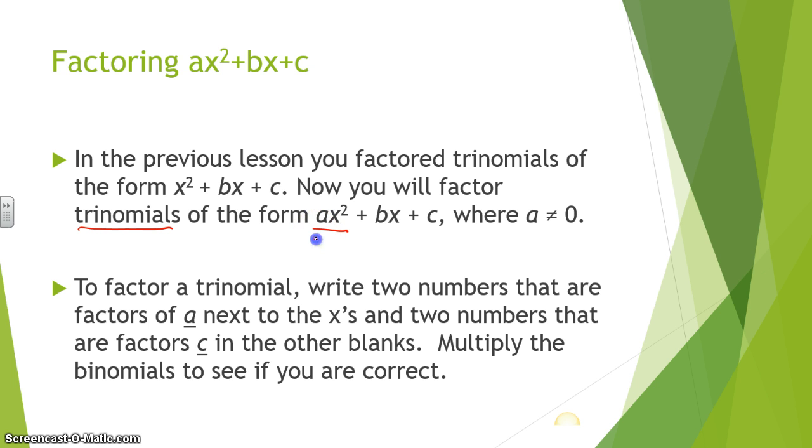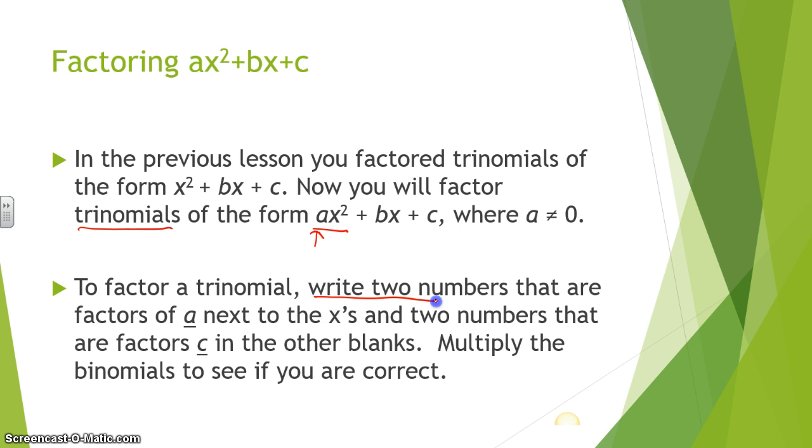So the only difference is you're putting a value in for a, whereas in the previous section you did not have a value in front of the x right there. Your value a cannot be 0. So when we're working with factoring these type of trinomials of ax squared plus bx plus c, you are going to be writing two numbers that are factors of a.